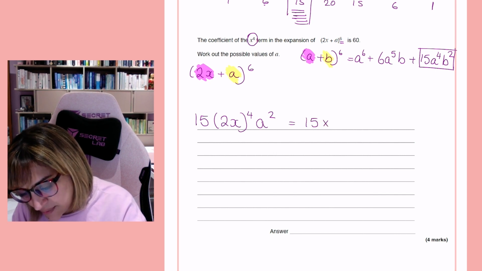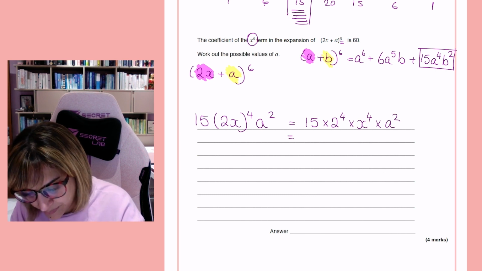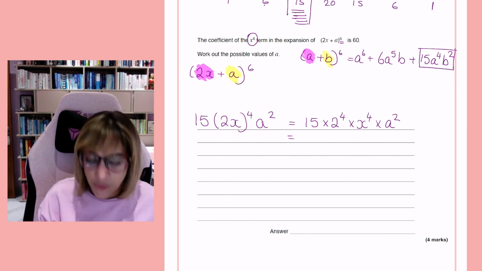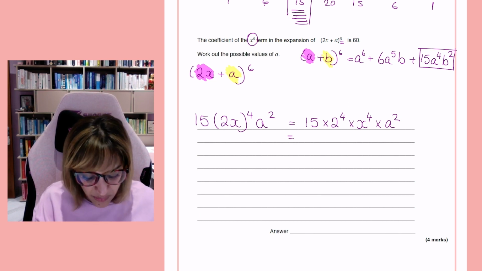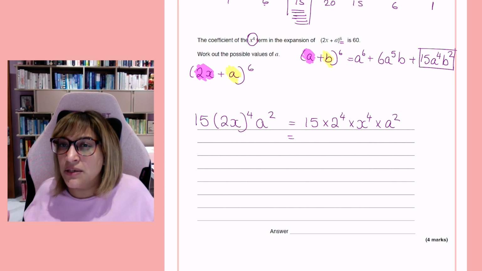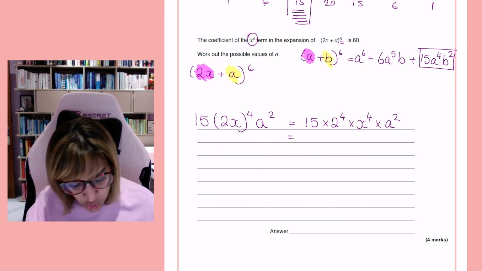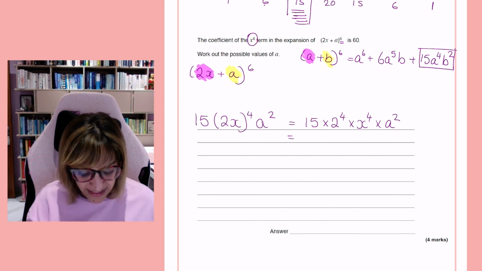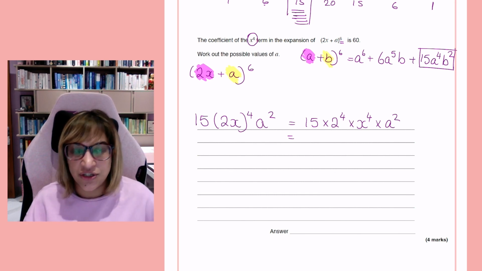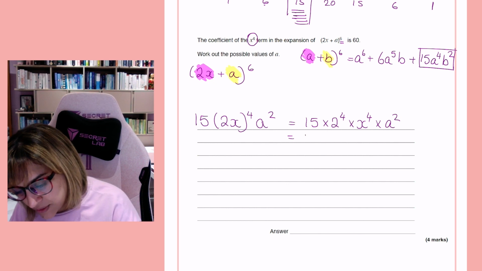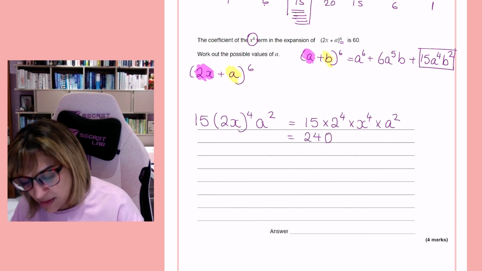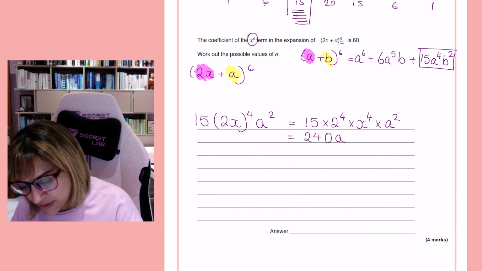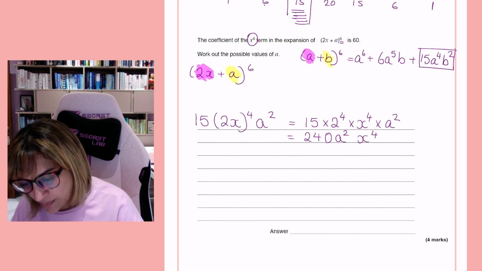15 times 2 to the 4 times x to the 4 times a squared. Okay, so we know if it was actually in a calculator paper, but let's say it was in a non-calculator paper. 2 to the power of 4 is 16. 16 times 15 is going to give you 240. So we've got 240. We're not worrying about the x to the 4, that goes at the end. A squared x to the 4.